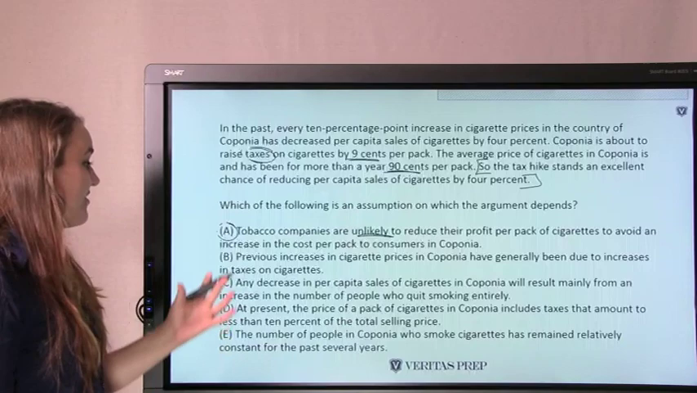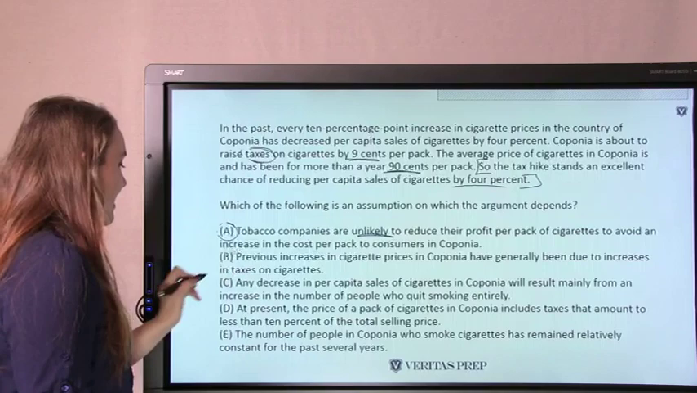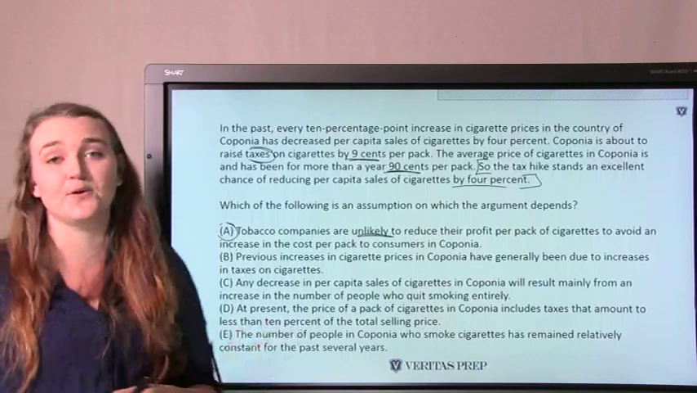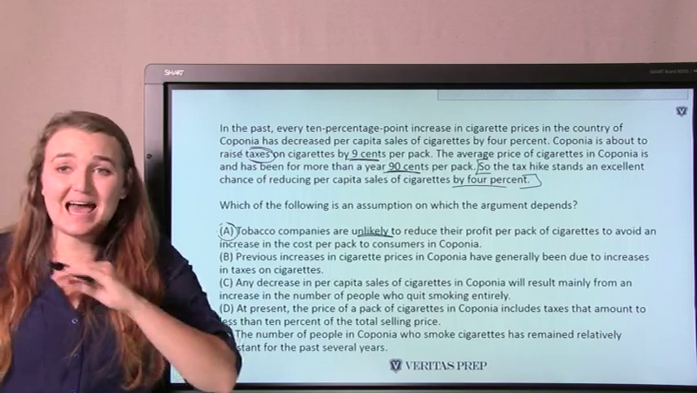Whether or not those previous increases were due to taxes or any of a number of different elements doesn't impact whether it's likely to lead to this 4% decrease now. And again, any decrease in per capita sales of cigarettes will result mainly from an increase in people who quit smoking entirely. Whether it's people who quit smoking entirely or whether the average person just reduces their consumption makes absolutely no difference here. Right? Makes absolutely no difference in how we're moving through.